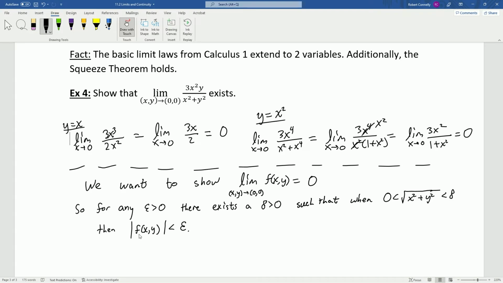Okay, so we just need to convert this last part here to our actual function, right? So our function is 3x squared y over x squared plus y squared. So we want that to be less than epsilon.